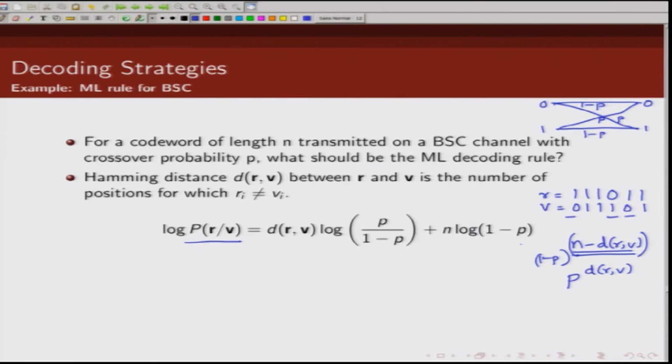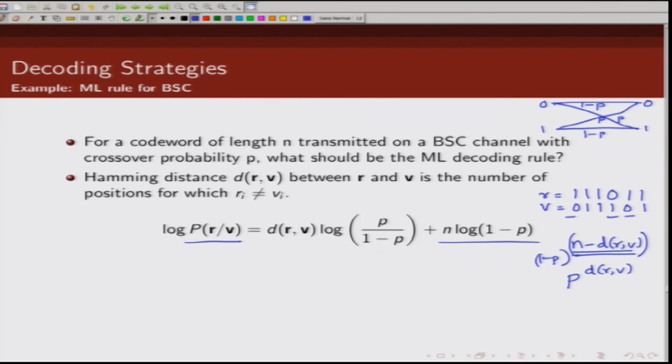So, to maximize this probability, we have to choose our v hat such that this is maximized. Now, look closely at both of these terms. Let us first look at this term. Does this term depend on selection of v? No. It depends on n, which is code word length, and it depends on crossover probability p. So, whatever v we choose, it does not change this probability. In other words, to maximize this, we will have to maximize this first term.